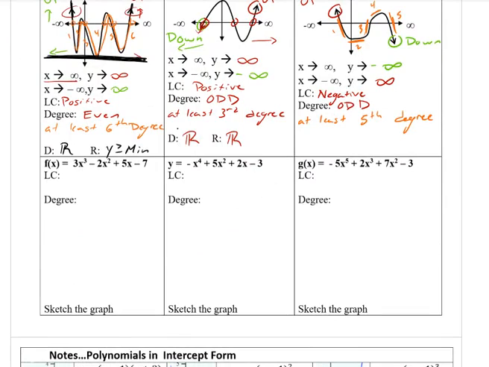For these next three, we want to list the leading coefficient, the degree, and then give it a little sketch. So this first example, the first thing it's asking for is the leading coefficient. We know it's going to be a positive 3. So what does that mean? That means it's going to be positive, meaning up on the right.